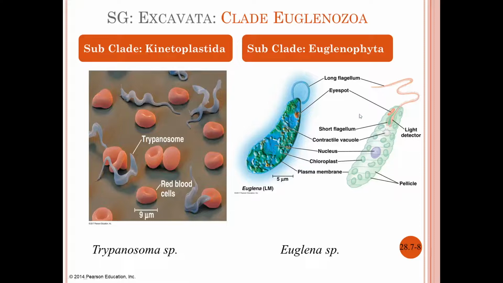They too, like the volvox in the Chlorophyta, have a red eye spot, and the red eye spot allows them to detect light in addition to their light detector.